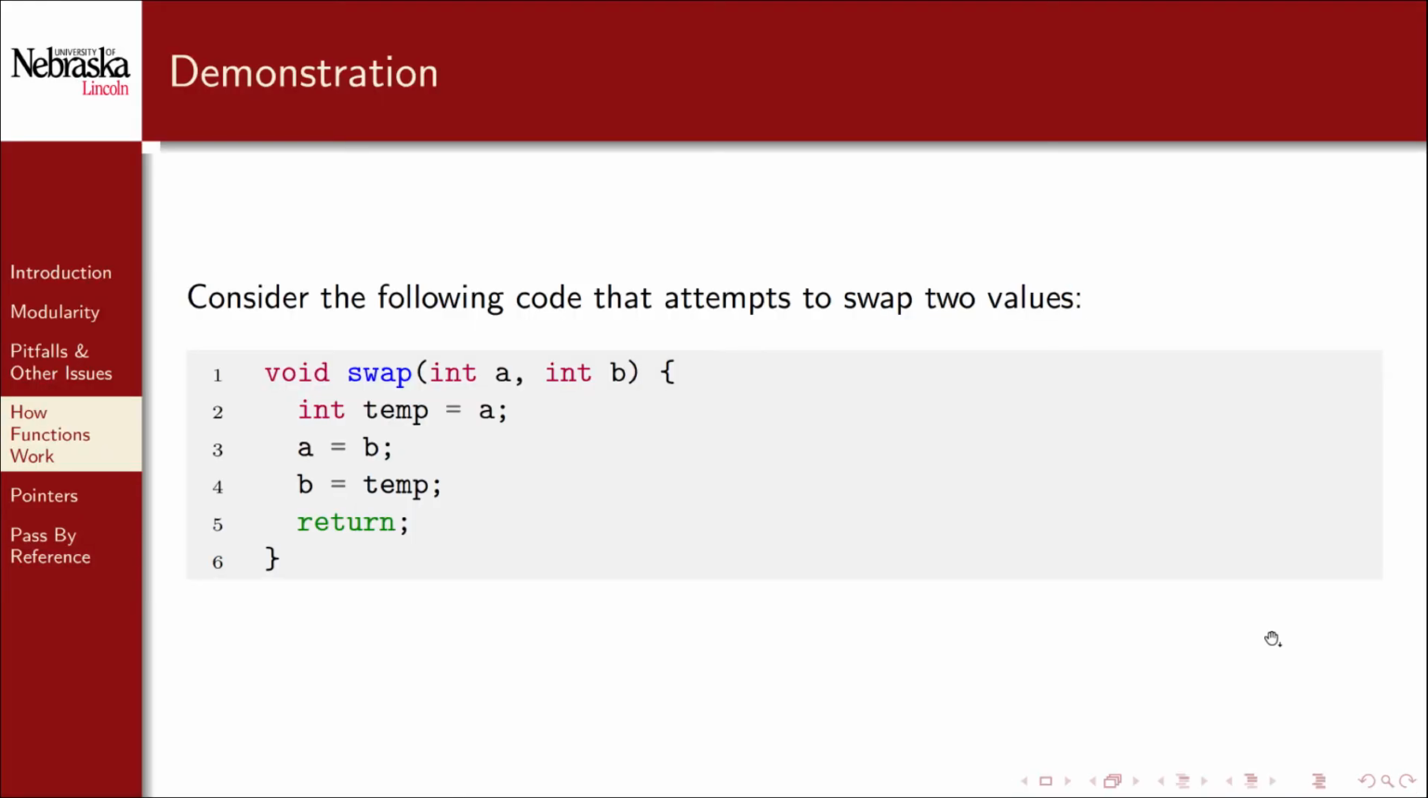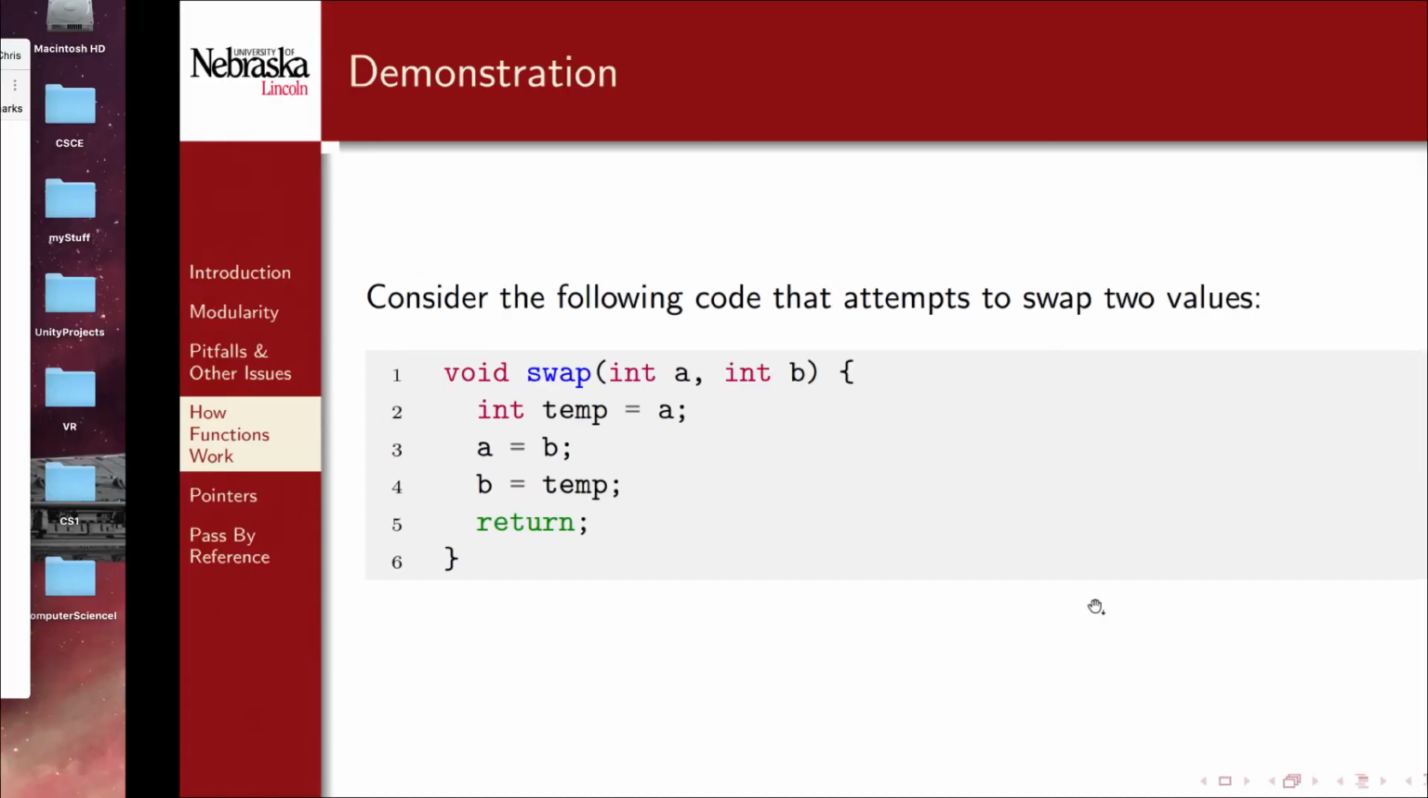We'll end with yet another demonstration that will segue into the next topic. Consider the following function that attempts to swap the values stored in two variables A and B. The code actually works for these two variables. We place A into a temporary variable, place the value of B into A, and then place the temporary variable back into B. However, as we'll see, this will not work in general because functions pass parameters by value.